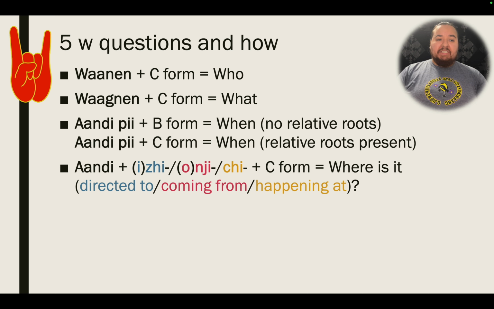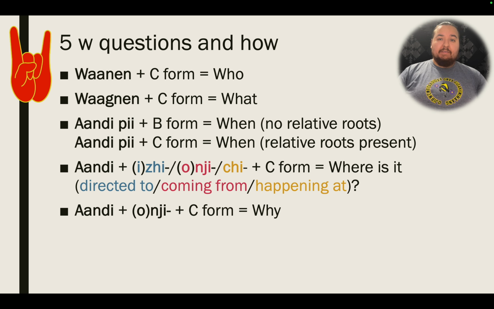Onde wenje is where is it coming from? Where is the action coming from? And onde enche, where is the source of the event? Onde plus nje in C form can also mean why, based on context. Onde plus je in C form means how. So we'll give you a chance here to pause before moving on. All right, let's move on.